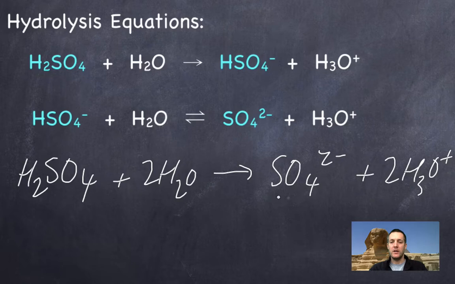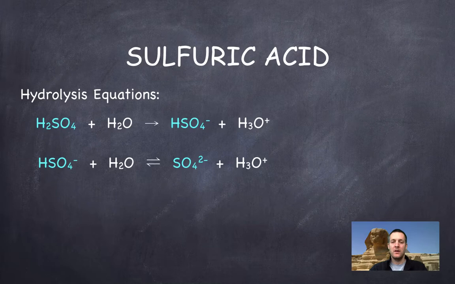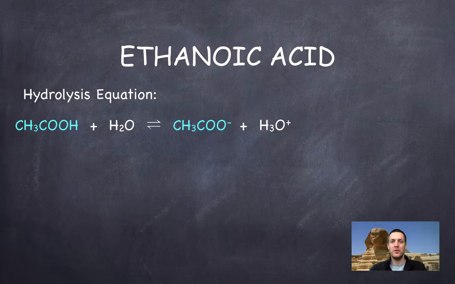In this equation, it's not so easy to see conjugate pairs because H2SO4 and SO4 2- don't differ by one H+, so they're not a conjugate pair. Anyway, here's another acid. So just to illustrate once again what we mean by conjugate pairs, this is ethanoic acid.